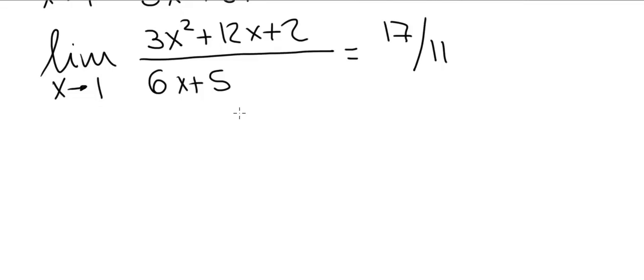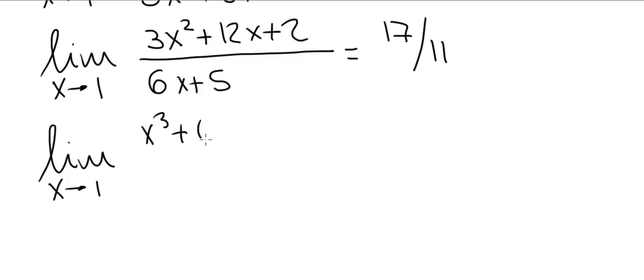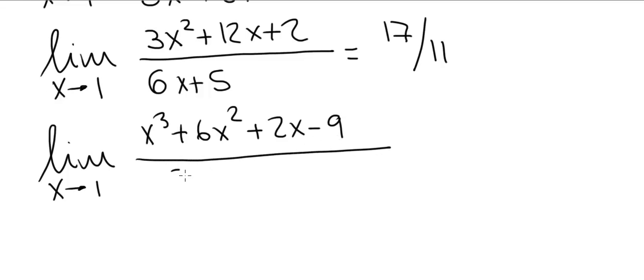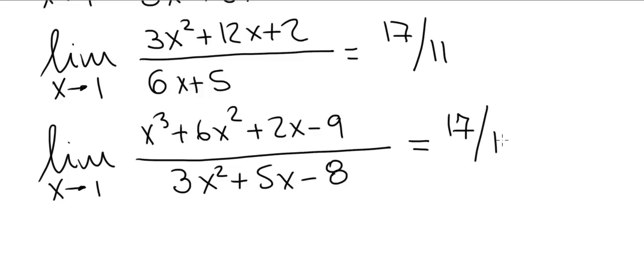So let's summarize. We wanted to evaluate the limit as x approaches 1 of (x cubed plus 6x squared plus 2x minus 9) divided by (3x squared plus 5x minus 8), and by L'Hopital's rule, this limit equals 17 over 11.